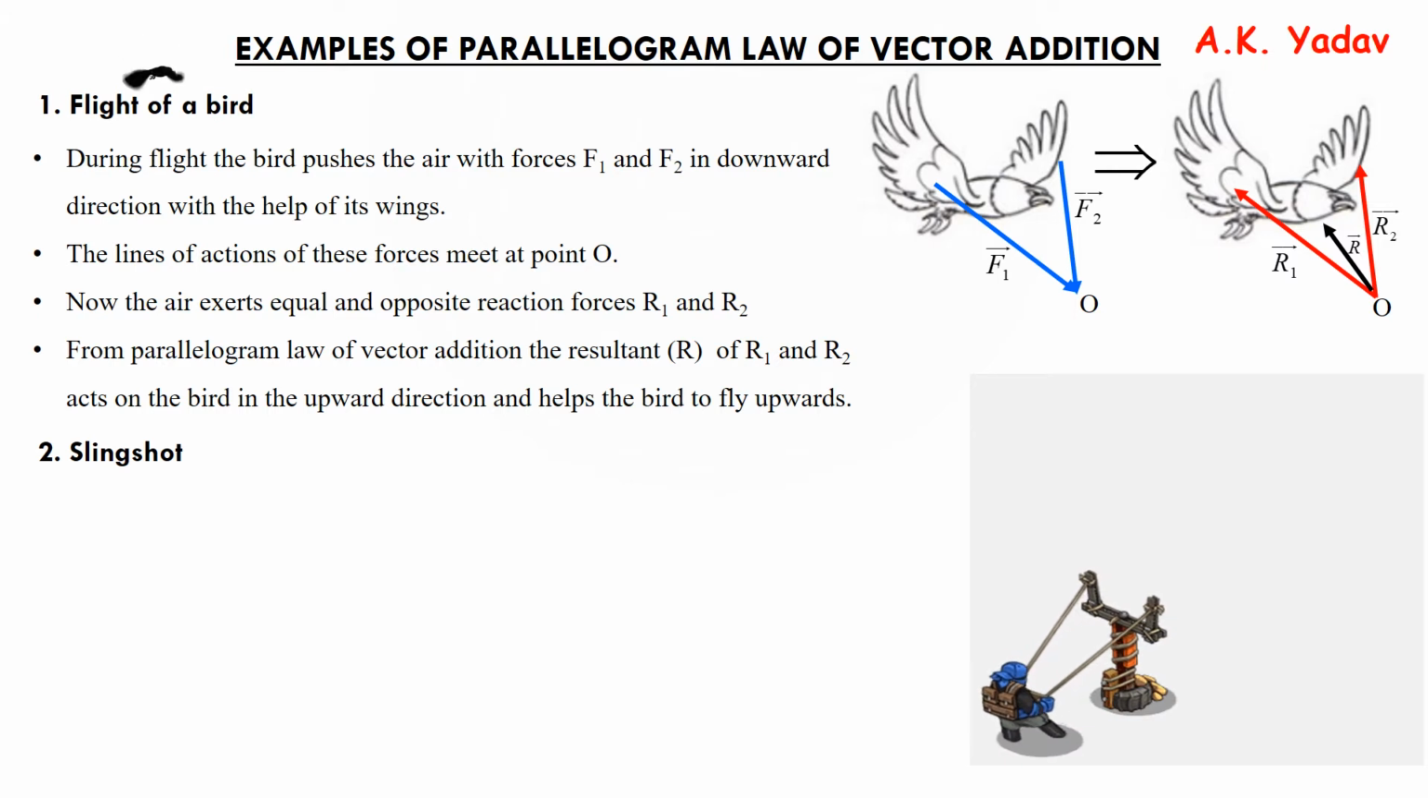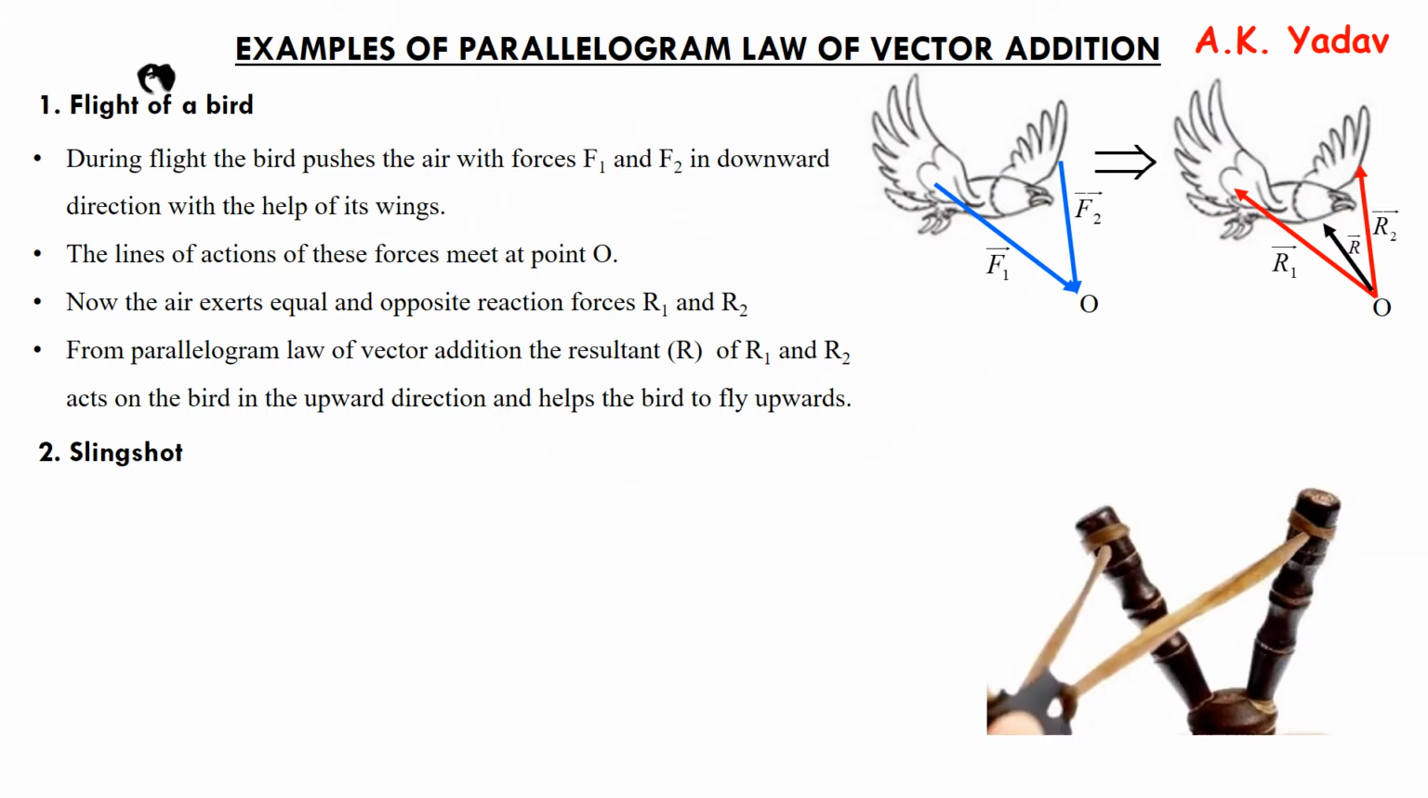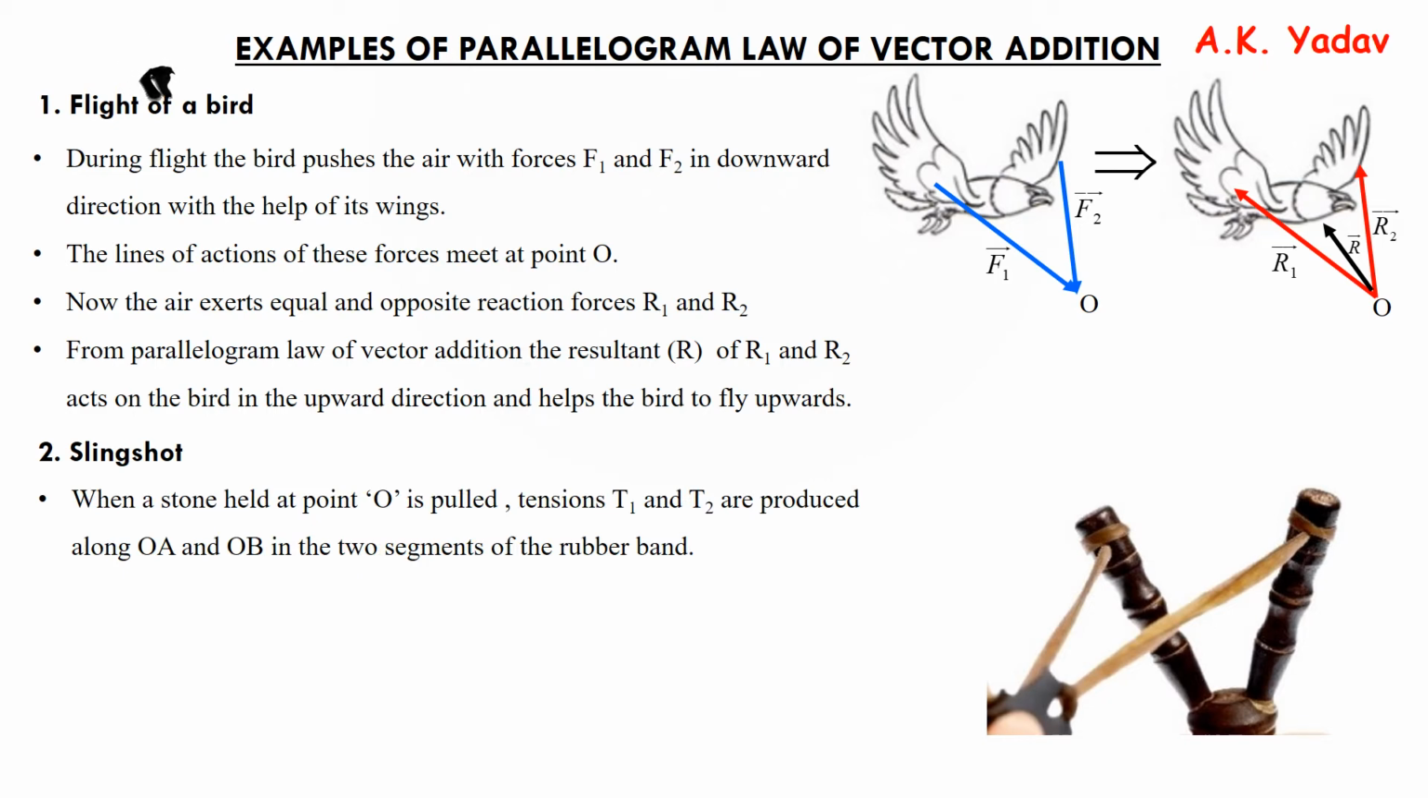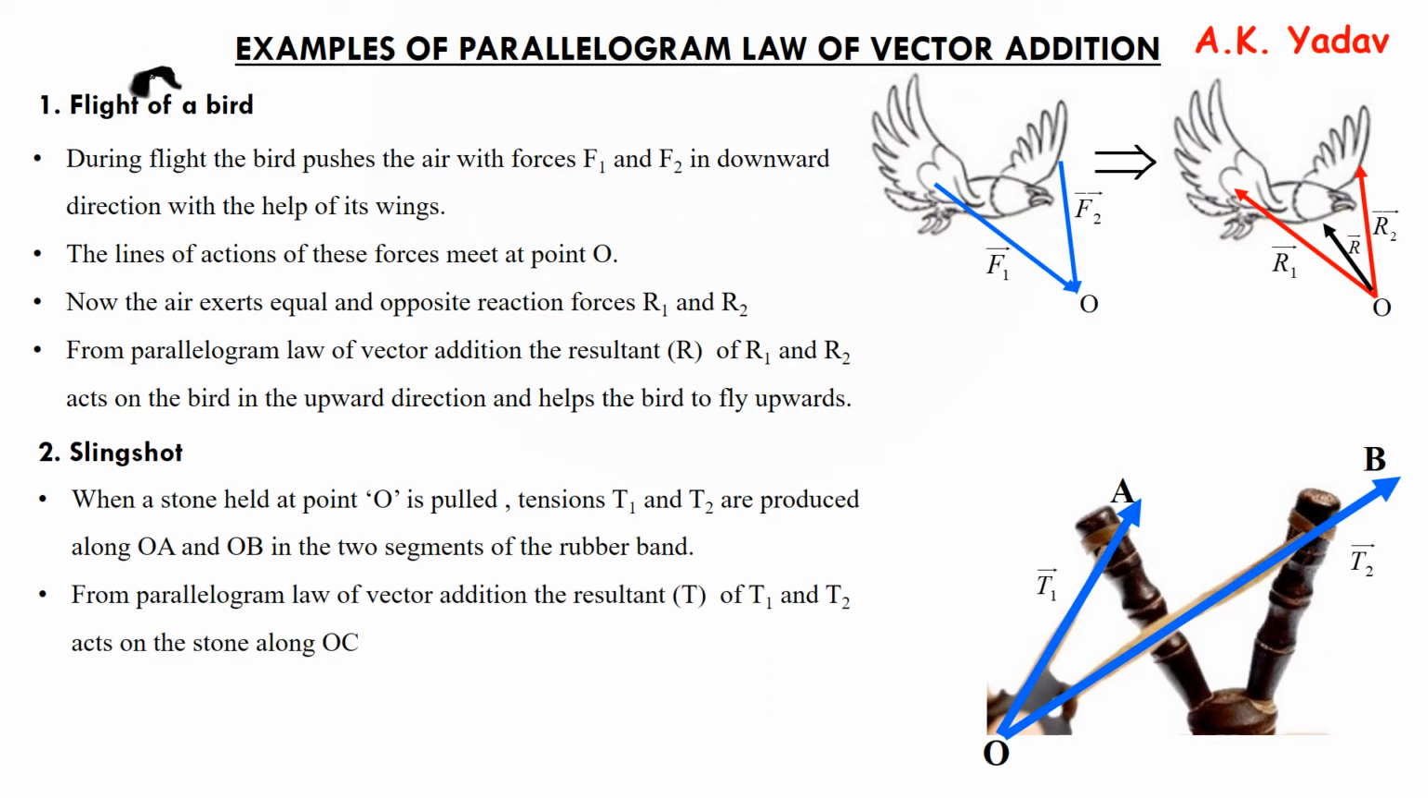The second example is slingshot. As you can see in this animation, this is how the slingshot works. Let's have this picture. When a stone held at point O is pulled, tensions T1 and T2 are produced at points A and B. So OA and OB represent the tensions T1 and T2 produced along OA and OB in the two segments of the rubber band. Now from the parallelogram law of vector addition, the resultant T of T1 and T2 acts on the stone along OC.